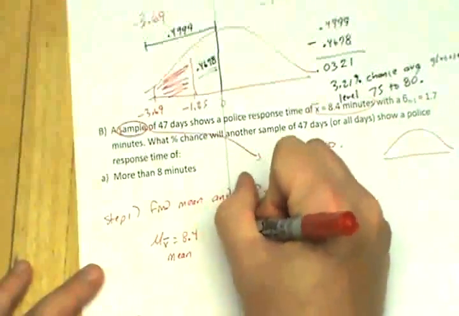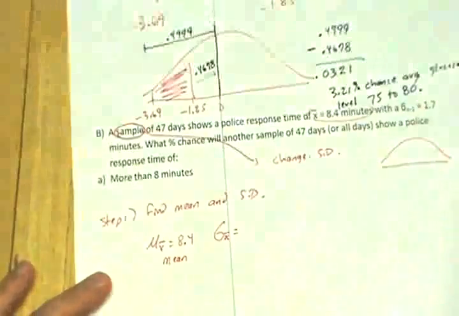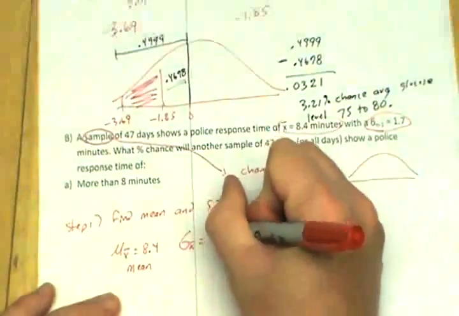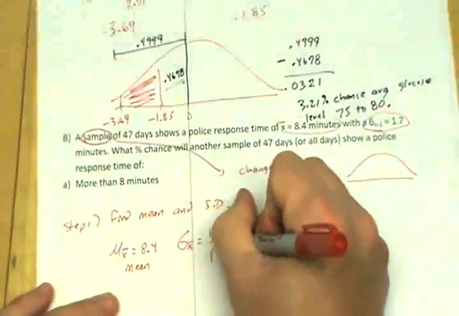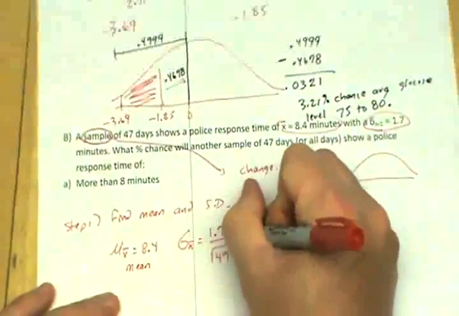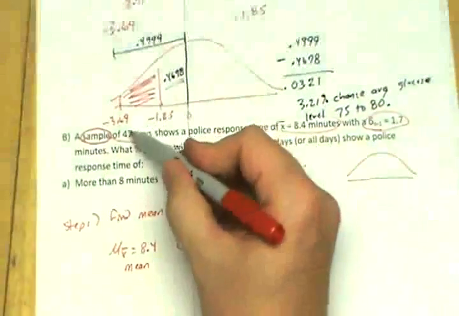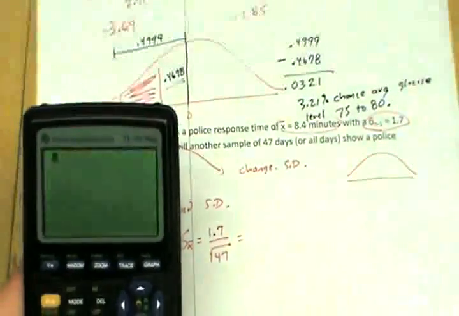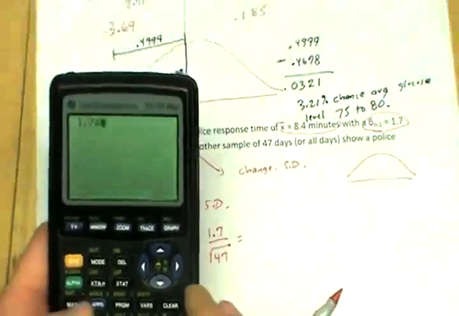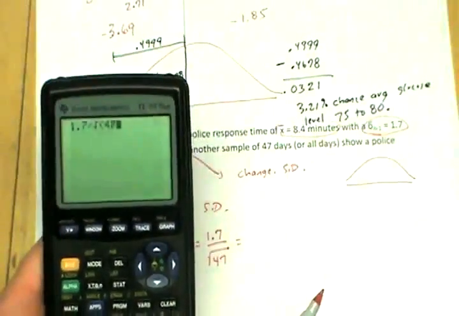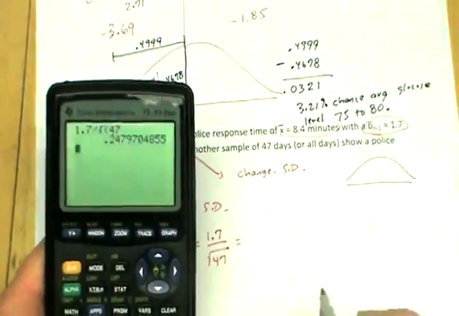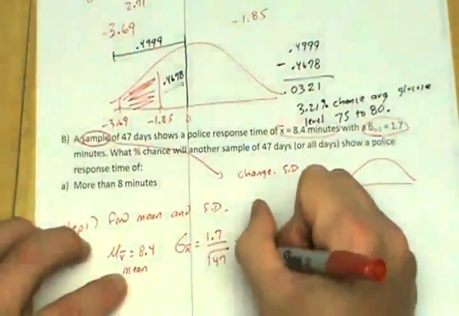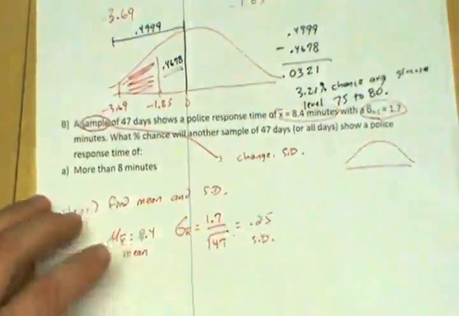Our standard deviation, sigma sub x bar, is the standard deviation in the question, which is 1.7. But because it's a sample, we have to divide that by the square root of the sample size. The sample size was 47 because it said a sample of 47 days. So in our calculator, we're going to put in 1.7 divided by the square root of 47. And we're getting back 0.247. Let's call that 0.25. So that's our mean, and this is our standard deviation. Now we can answer the question.